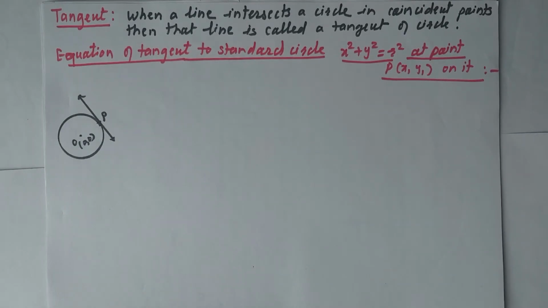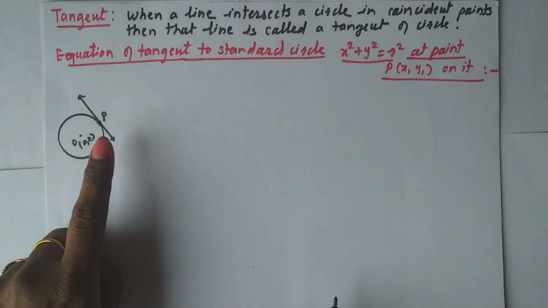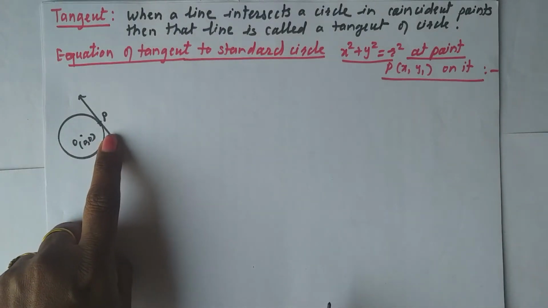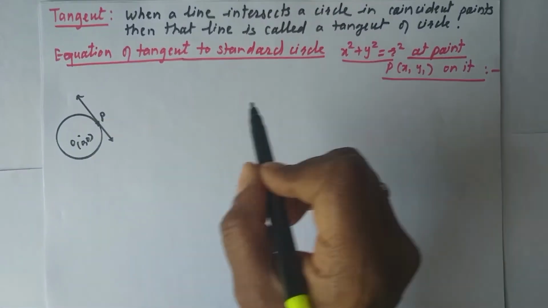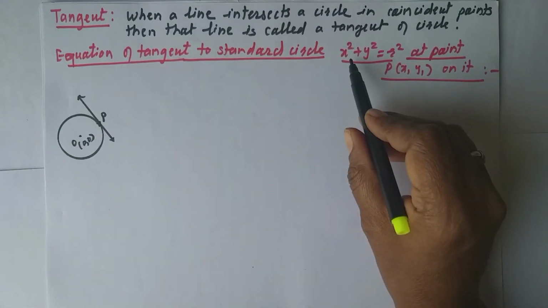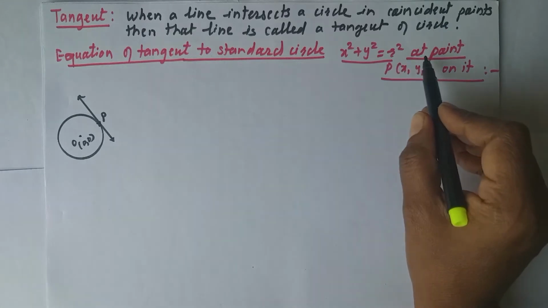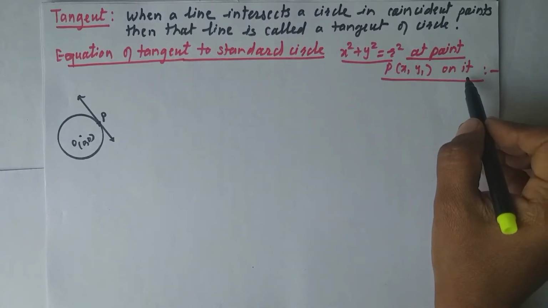Then we will see what is meant by tangent. A tangent is a line which touches the circle at only one point. When a line intersects a circle in coincident points, then that line is called a tangent of the circle. You simply remember that a tangent is a line which touches the circle in only one point. Now we will find the equation of the tangent to the standard circle, that is the circle x square plus y square is equal to r square, at point P(x1, y1) on it.